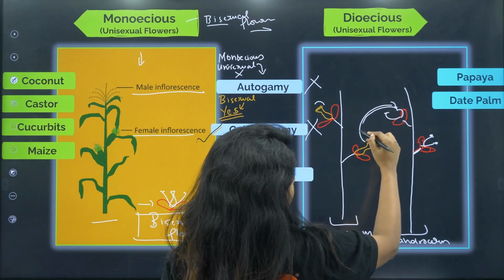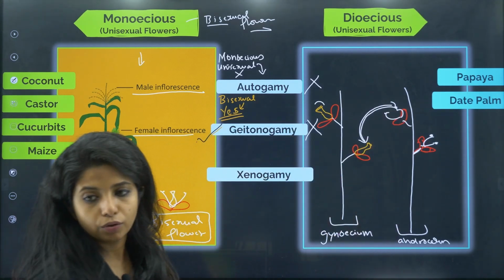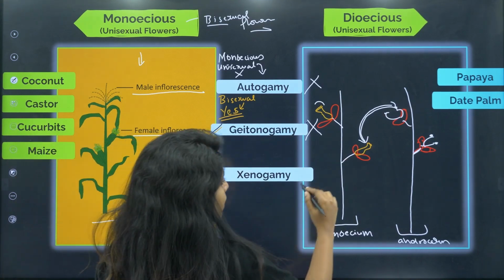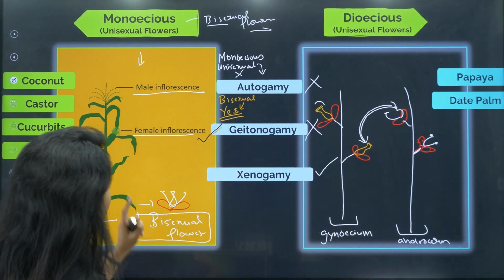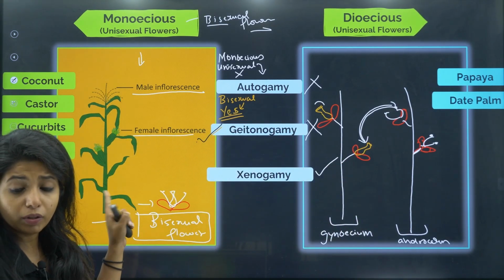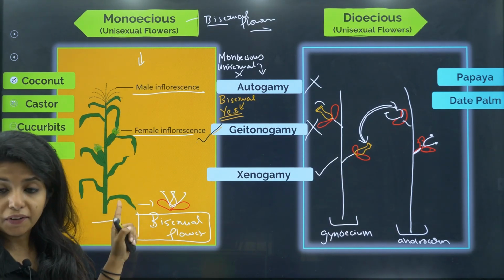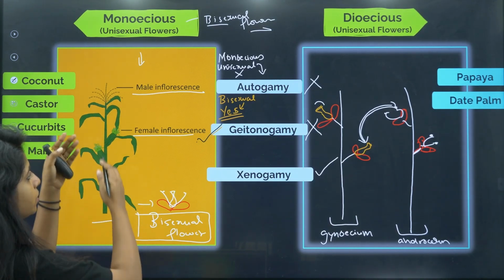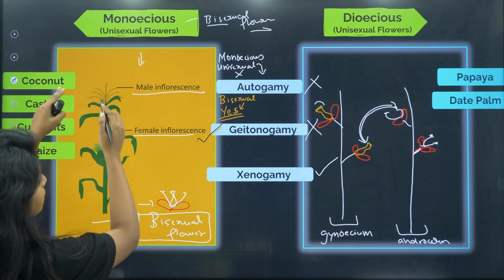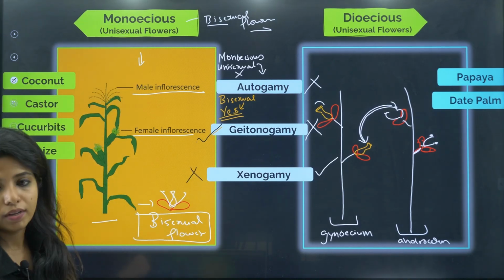So, pollens can definitely send their pollen grains over here to this particular plant. So, xenogamy can definitely happen over here. What about this particular plant? Do you think it will show xenogamy? No, because it is in the same plant. Because it is in the same plant, they cannot show xenogamy.